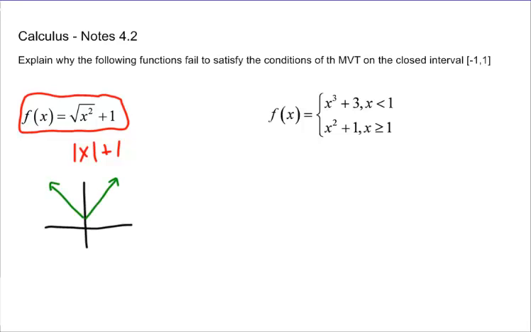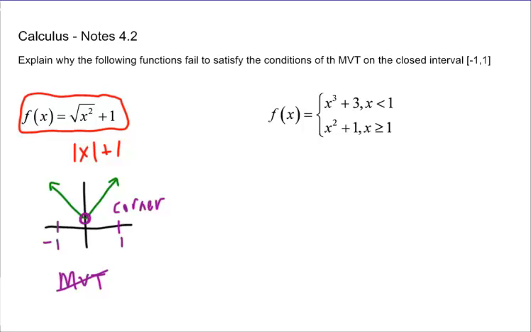Well, one of the rules for the mean value theorem was that you had to be differentiable at every point on the interval from -1 to 1. And there are 4 places you cannot take a derivative, and one of those places happens to be at a corner. When you have that pointy part, a corner is a better way to say it. And because this happens, you cannot take a derivative of the square root of x squared plus 1 at 0. And since you can't do that, the mean value theorem won't work. We can't find that average.